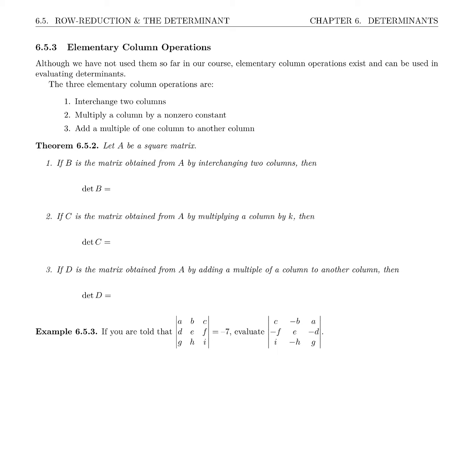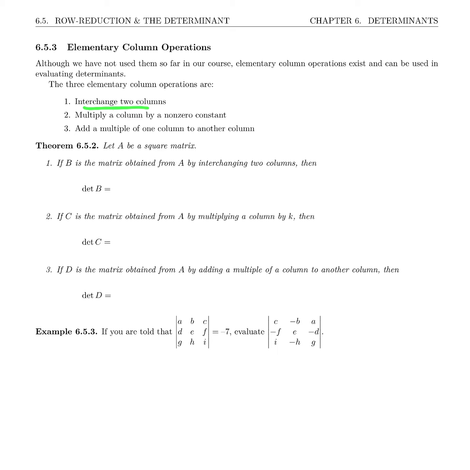Thanks for joining me for section 6.5.3 on elementary column operations. Although we've not used them so far in our course, elementary column operations do exist and they can be used in evaluating determinants. The three elementary column operations are the complete analog to the elementary row operations.